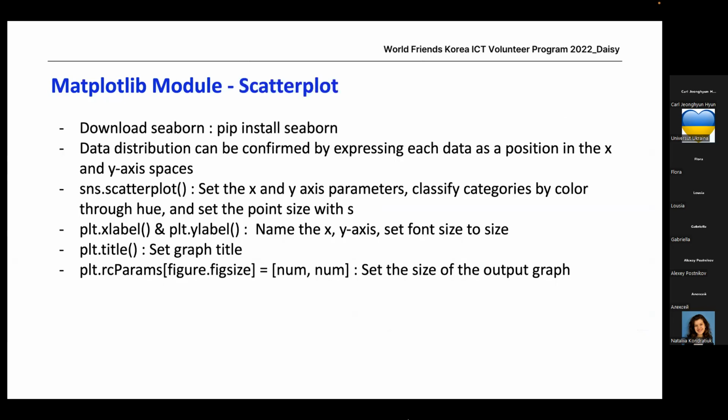Here's how to download Seaborn. The scatter plot can determine the distribution of data by representing each data point as a location in the X and Y axis spaces. sns.scatterplot specifies the X and Y axis vectors, separates categories by color with hue, and sets the point size with s. We name the X and Y axes with plt.xlabel and ylabel, and set the font size with size. And we can set the title of the graph with the plt.title function.